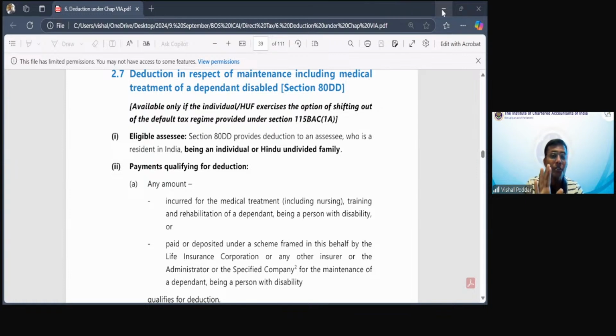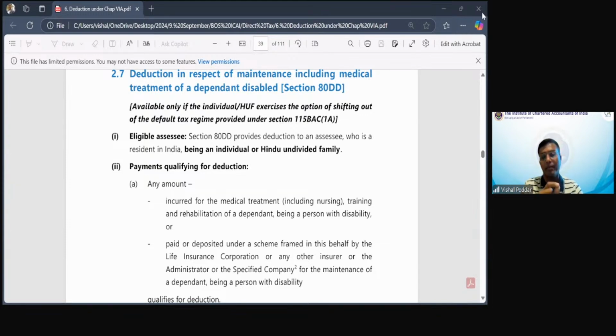What do I mean by flat deduction? In other sections, what happened? You paid 5,000. Limit is 25,000. How much deduction will you get? You'll get 5,000 only, because all the other sections are giving a limit. So your deduction will be limited to that amount. Your actual deduction in other sections is payment or limit, whichever is lower. This section, 80DD and 80U, is giving a flat deduction. Means what? You have spent only 100 rupees.